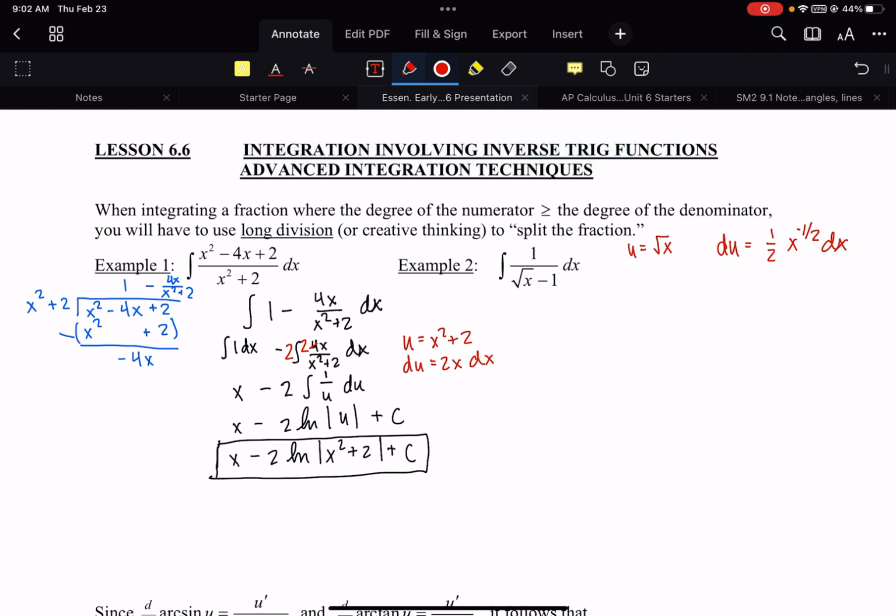Okay, now this du doesn't really show up anywhere in our problem, right? It's kind of a weird thing to see. So what we're going to do is something different. We're going to solve for dx. So we're going to do some rearranging right here.